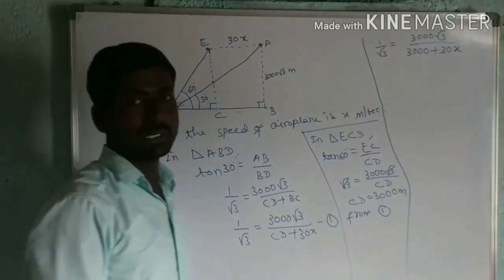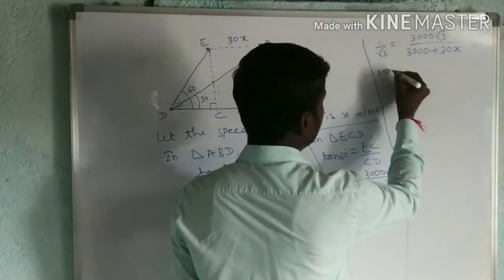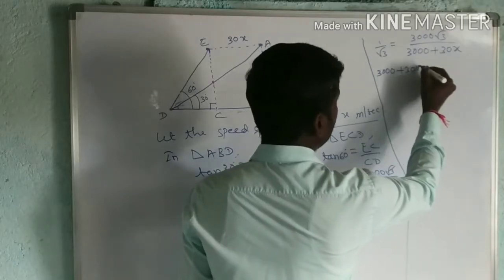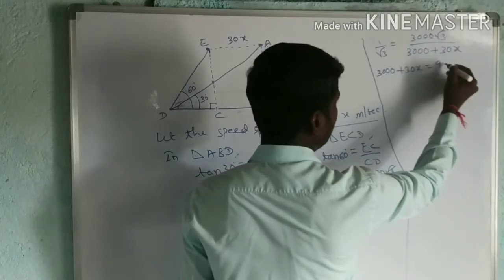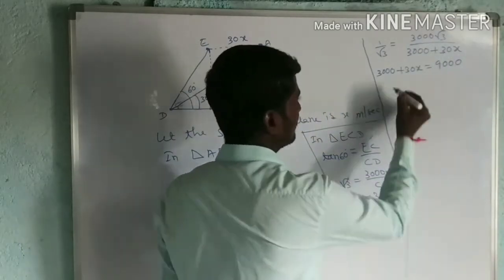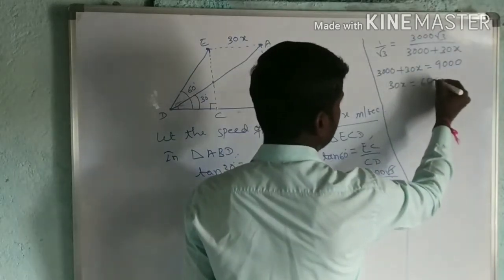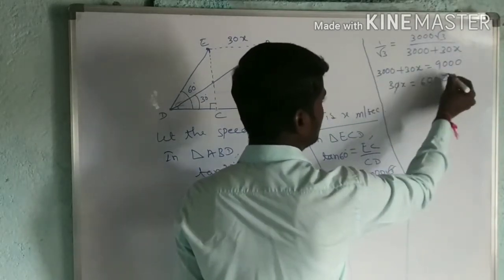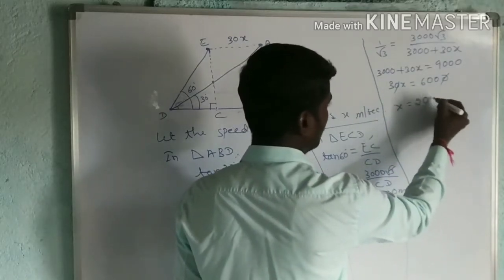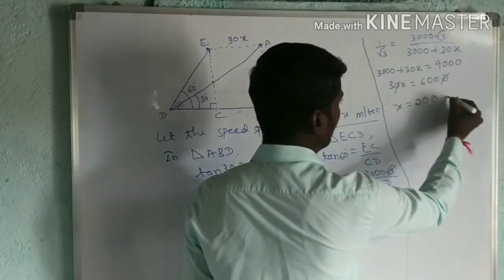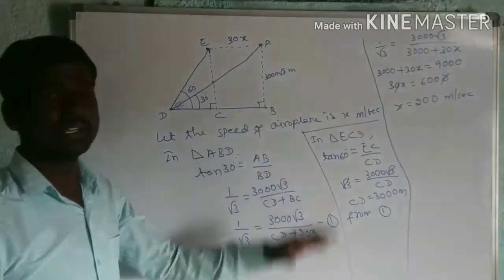Now cross multiplication. I have to find the value of x. Cross multiplication: 3000 plus 30x is equal to root 3 into root 3 is 3, 3 3s are 9, so 9000. Now 30x is equal to, take this 3000 to that side, it will be 6000. So x is equal to 3 2s are 6, 200. X is equal to 200 meter per second. That is the speed of the aeroplane.